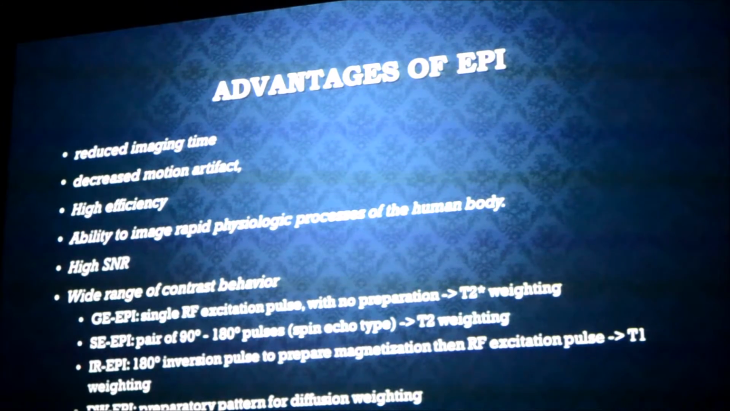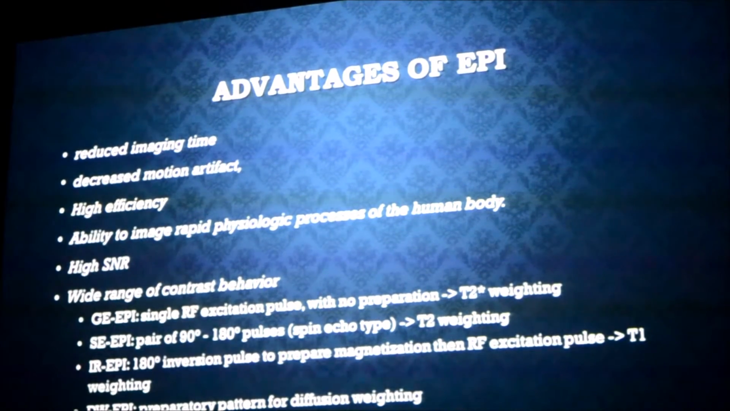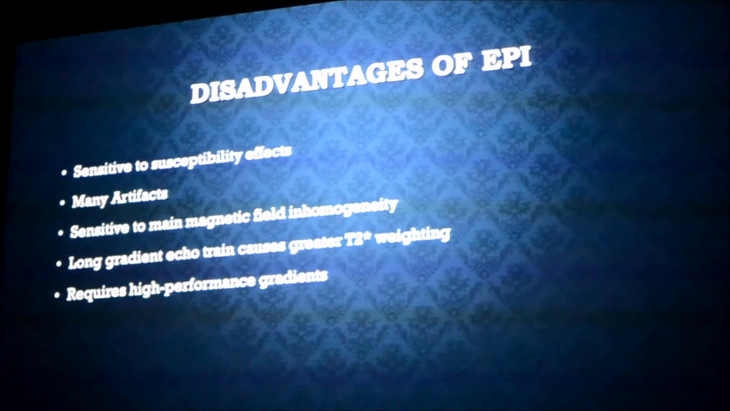So here are some advantages of EPI. It reduces the imaging time and decreases motion artifact. It is highly efficient with high SNR, and we can see a large range of contrast behavior in EPI by using different excitation pulses and different gradients. We can get a large variety of contrast, like if we use gradient EPI or spin echo EPI or inversion recovery EPI or diffusion weighted EPI images.